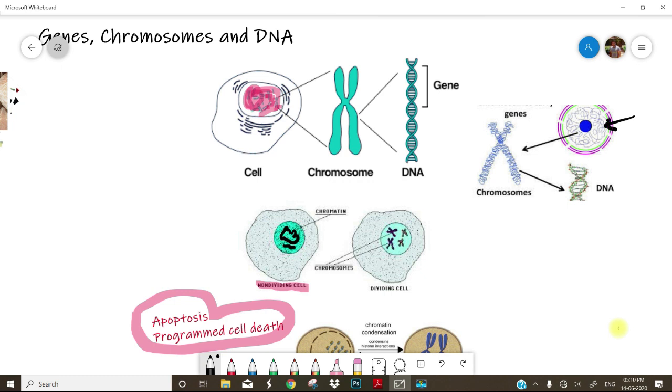This tangle of thread-like material we call chromatin. Chromatin is made up of DNA and its associated proteins, which are known as histones. So this chromatin contains 2 compounds. One is the DNA, or deoxyribonucleic acid, and the other is the associated proteins, which are known as histones.